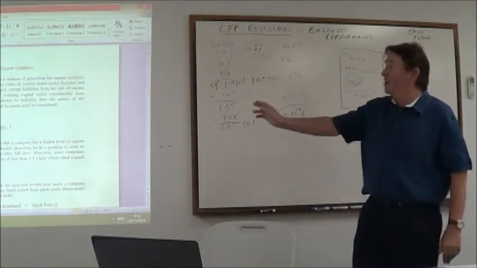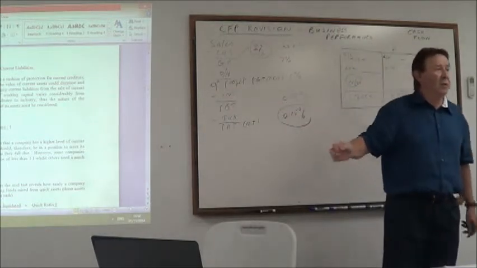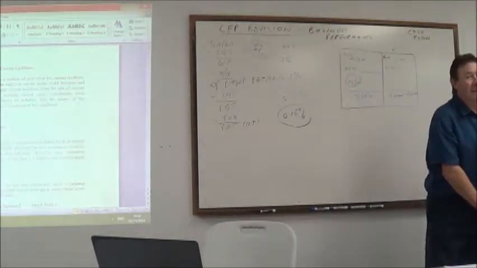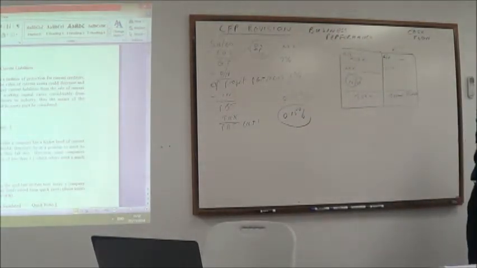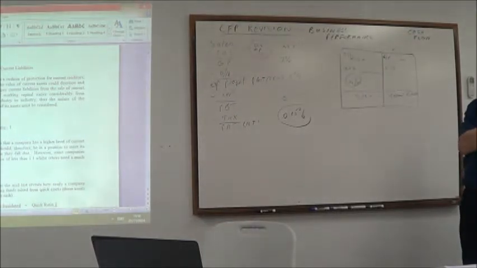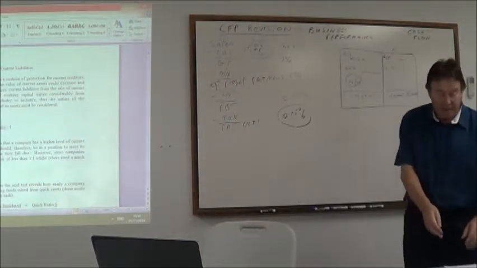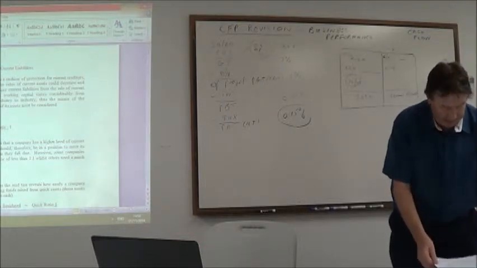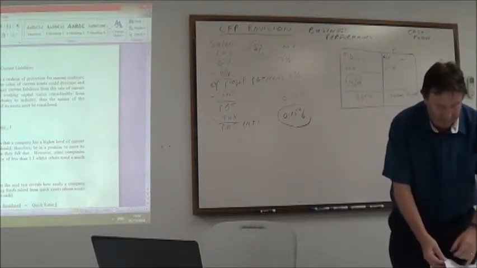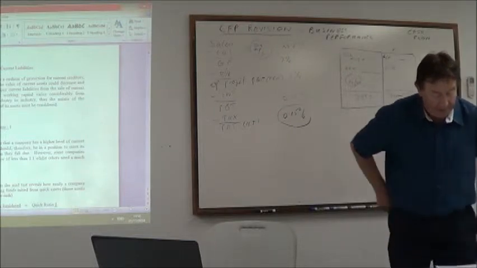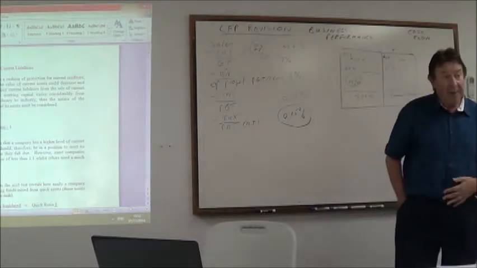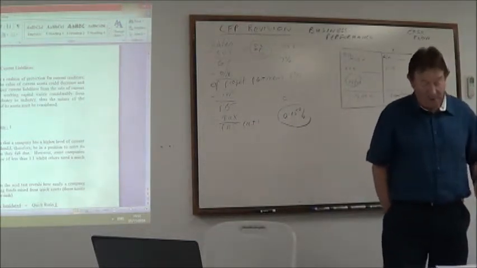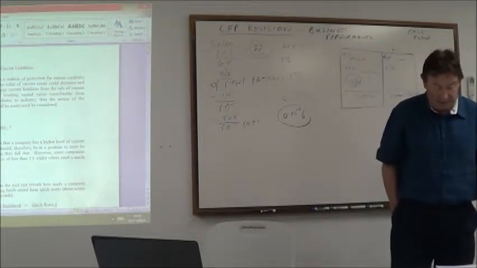Okay, so the first one is the traditional calculation of working capital, which is the current assets minus the current liabilities. So from the balance sheet on page 12. This one's presented vertically, so it's a little bit more difficult to understand.